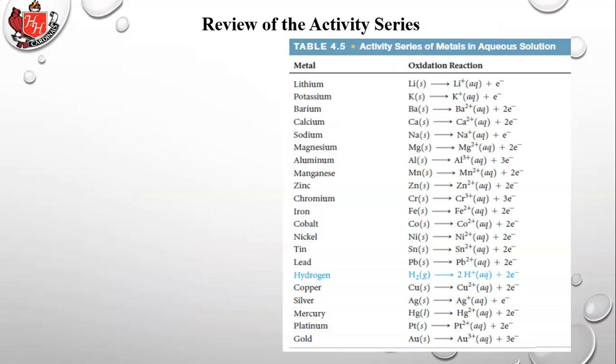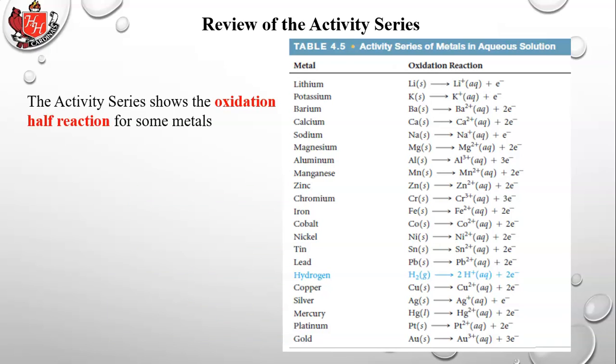Okay, so the activity series, we've seen that before. The activity series shows the oxidation half of a reaction. If you look up above in the heading, it gives you a list of metals and then the oxidation reaction. Oxidation is loss, O-I-L, oil. So you see that lithium, for example, the very first one, is losing an electron. And that electron has to go, so it doesn't just disappear into space. So it has to be paired up with another metal which is gaining an electron, or is being reduced.